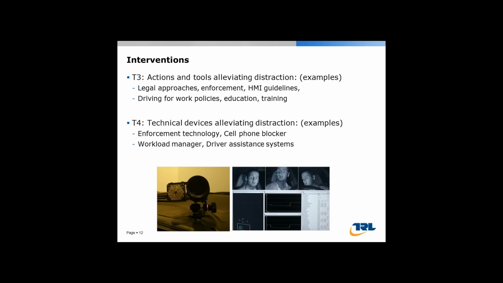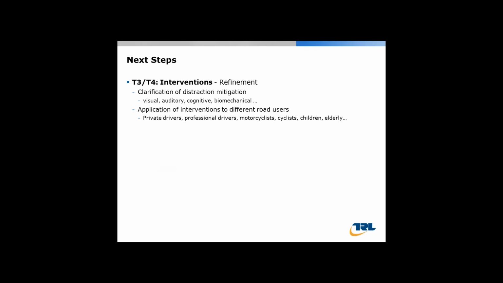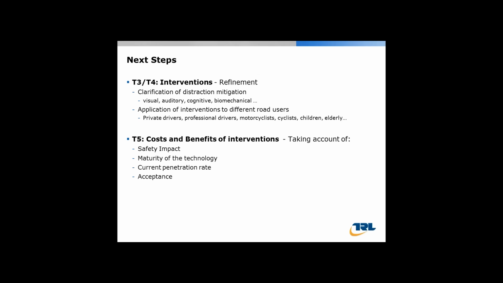So these are examples, but the project is ongoing, and the next steps are to have more work on the interventions, particularly classifying the mitigation measures in various ways, and to understand better how these measures might apply to different types of road users. And then we're also looking, or will be looking, at the costs and benefits of the interventions to understand the likely benefits of them, and things like acceptance. So looking at how these can be brought in or not.